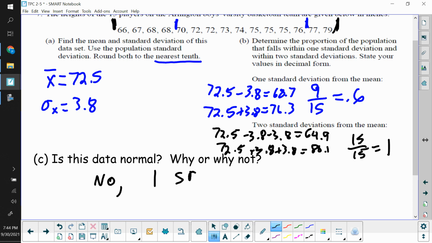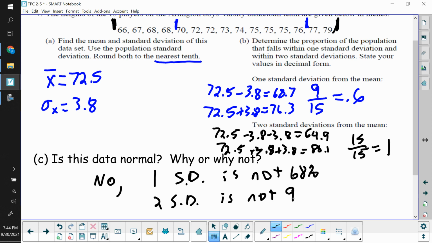1, I'm going to abbreviate standard deviation with SD. 1 standard deviation is not 68%. 2 standard deviations is not 95%. And again, we usually talk approximately normal, and it's approximately normal if we're nearby those values.